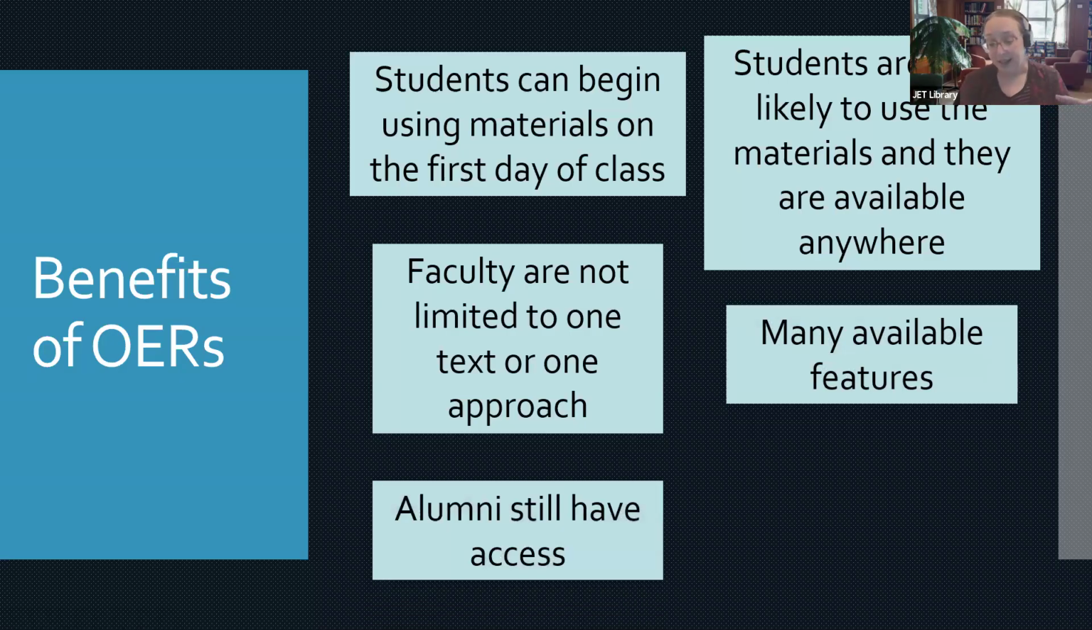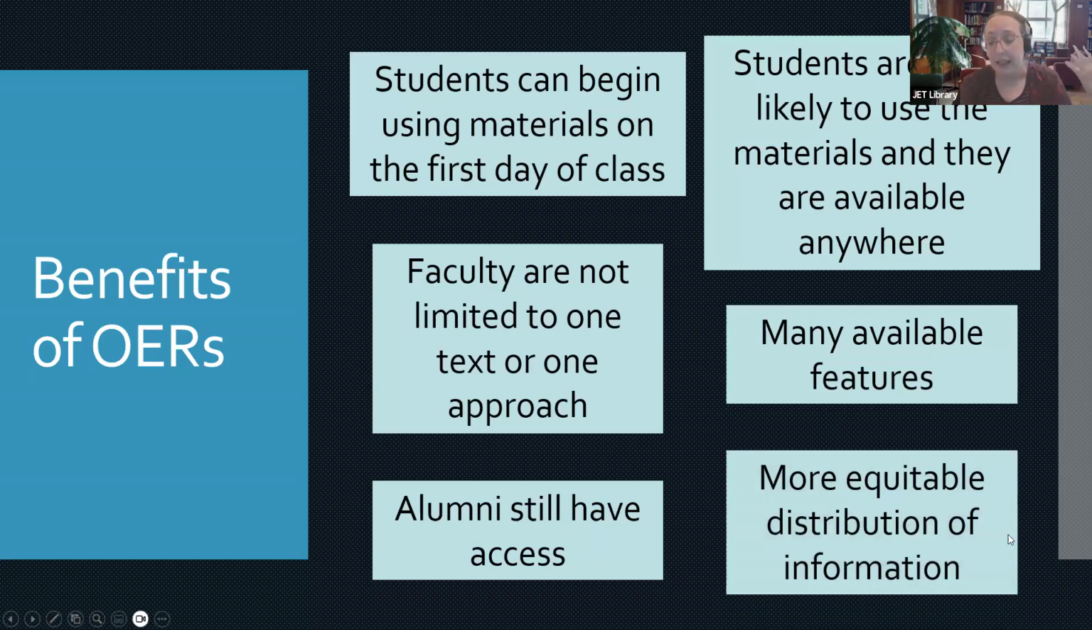Alumni will still have access. This is a really nice one. A lot of times, if you're using one of the resources that Malloy offers, maybe a physical textbook that we have in the library or something in the ebook central collection, that's great. That will give you a lot of benefits, but alumni will not have access to it once they leave school. And it allows for a more equitable distribution of information. So it's not being held behind paywalls that will be a barrier to people who may be financially disenfranchised.